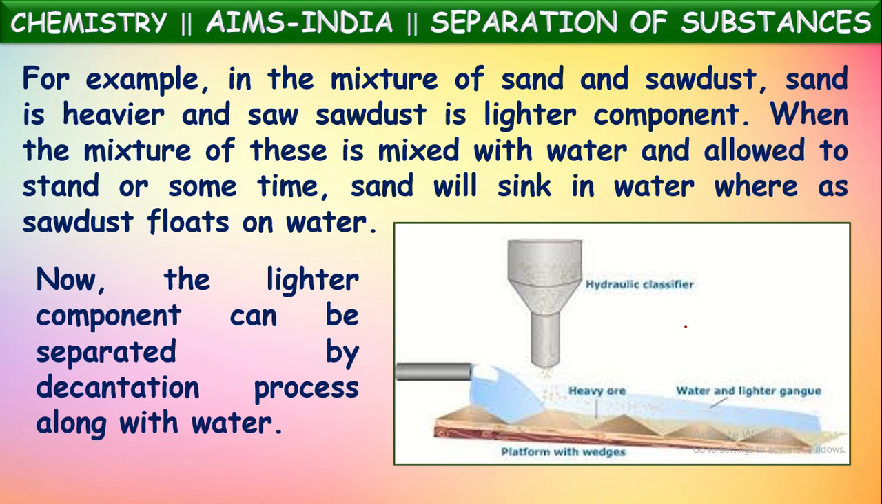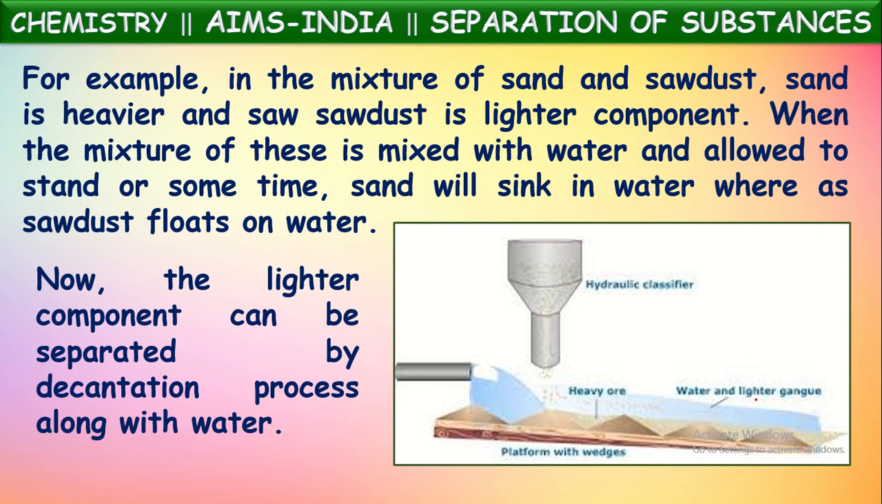The mixture of the two components, suppose sand and sawdust, let us suppose. The mixture of these two will be poured on a platform with wedges, ups and downs, and water will flow on it. Now, if this mixture is flown on this, the heavier component, like sand, will be fixed in these wedges, whereas the lighter component, like sawdust, will flow along with the water.